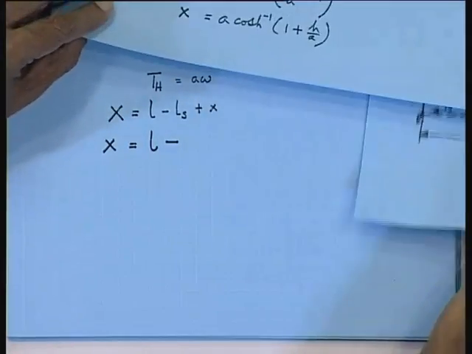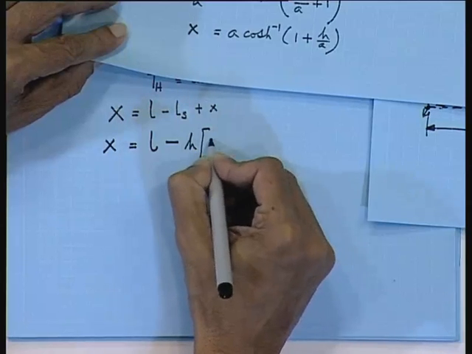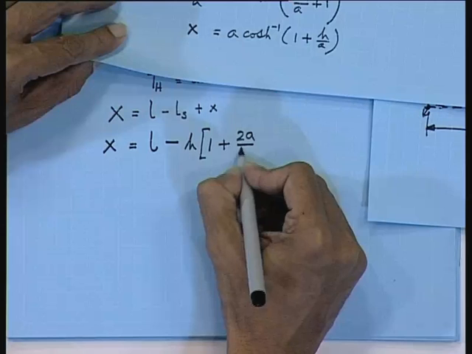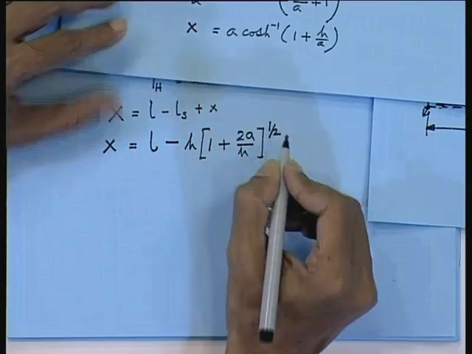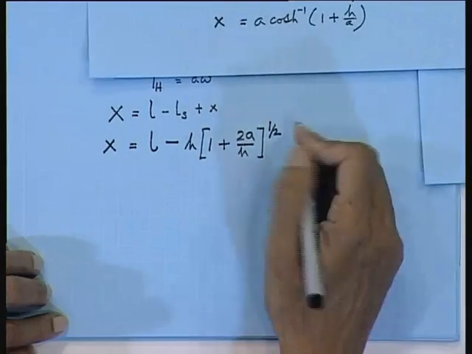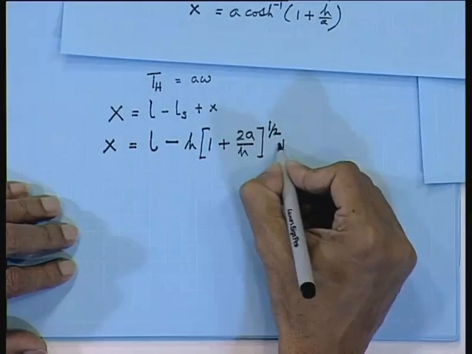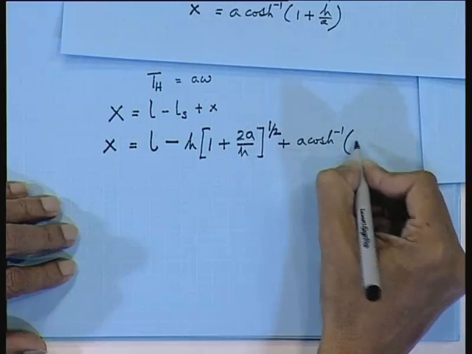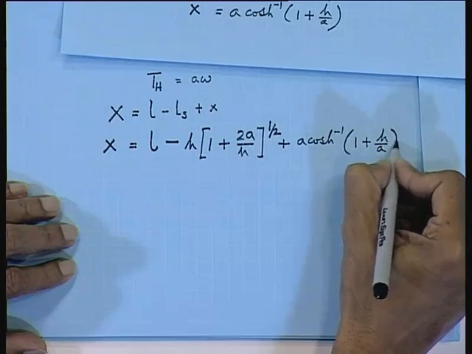Now, Ls, we have already found the expression for Ls. That is H multiplied by 1 plus 2A divided by H to the power half, and write down the expression for small x. The expression for small x is this one: A cos hyperbolic inverse of 1 plus H by A. So, this is the total expression for X.